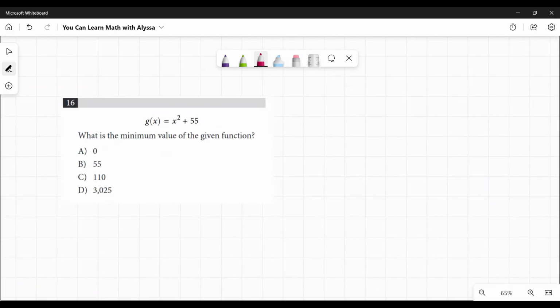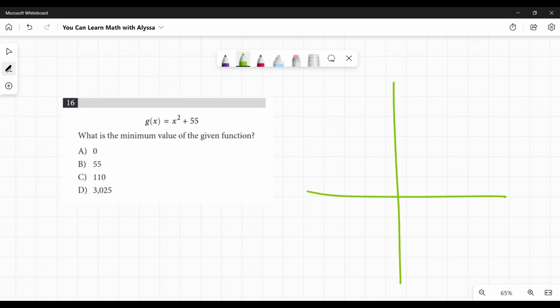Number 16, g of x equals x squared plus 55. What is the minimum value of the given function? The minimum value, they're wanting to know the lowest y value. So x squared is just a plain old parabola, and I'm not going to worry about the 55 for a second. If I was graphing x squared, it would look something like this. Forgive my sloppiness. It's going to be a parabola with a vertex at 0, 0.